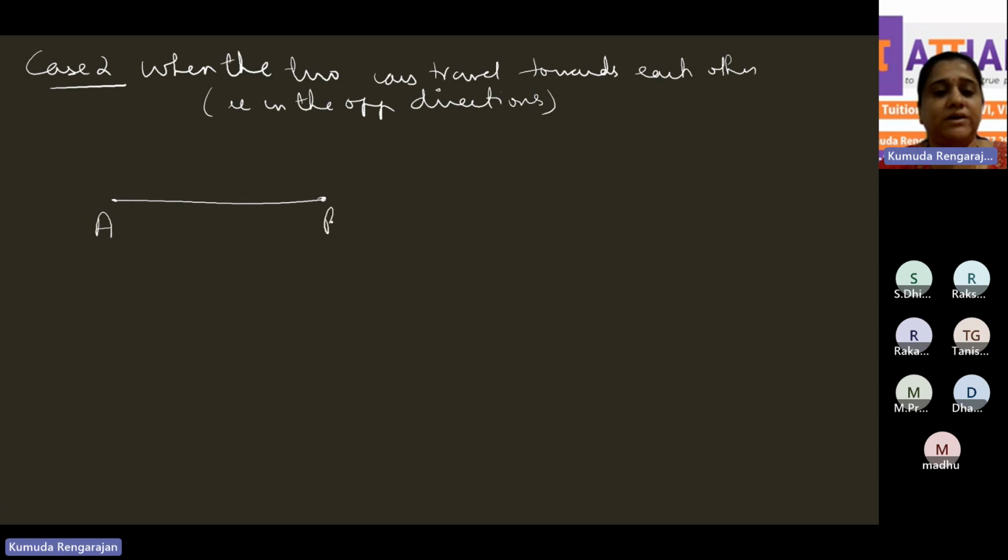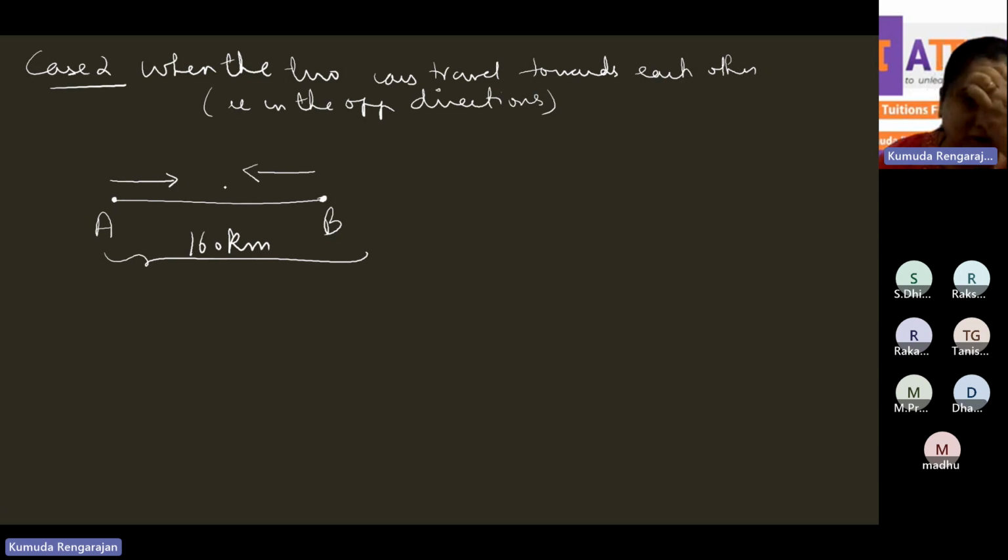Okay, place A, place B. This distance is 160 kilometers. The car that starts from A moves like this. The car that starts from B moves in the opposite direction like this. They travel towards each other, the two cars, that means in opposite directions.